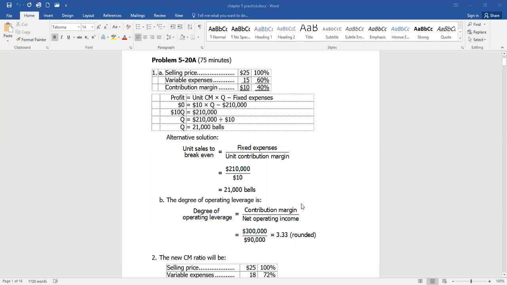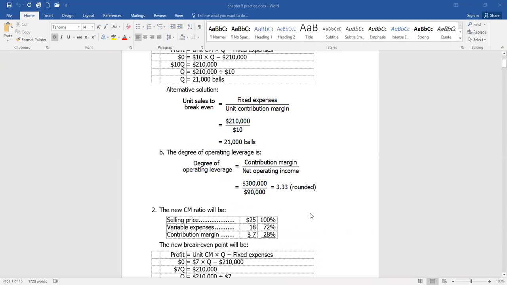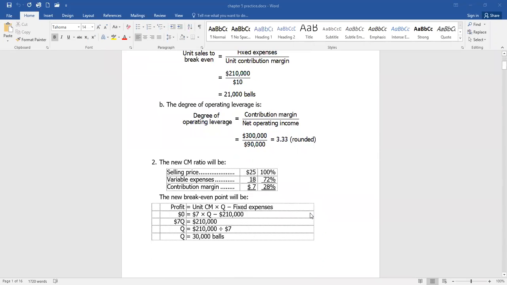Now in part B of 1, the degree of operating leverage at last year's sales level. Now remember, the degree of operating leverage is how much more was sold than break even. So take your contribution margin of 300,000 from last year, divide it by your net operating income of 90,000, and it's 3.33. So practicing some of this information we've learned.